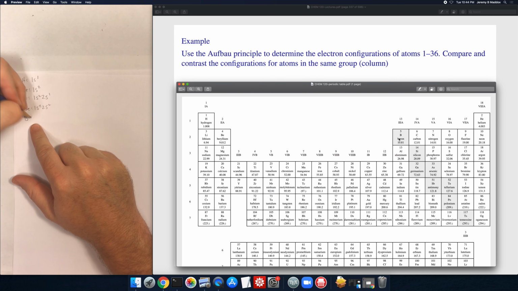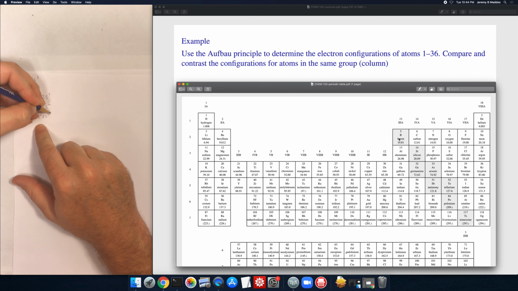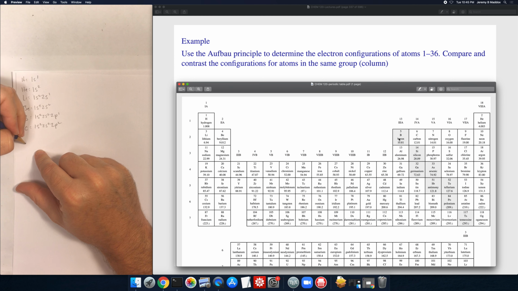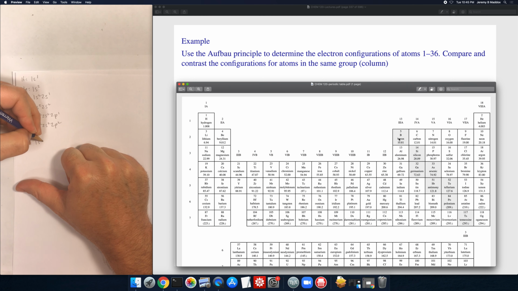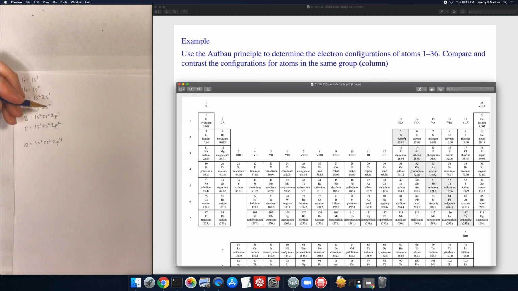So the electronic configuration for the ground state of boron would be 1s2, 2s2, 2p1. Now we start putting electrons into the p block. For carbon, there's 2 electrons in the p block, 1s2, 2s2, 2p2. Let's jump ahead to oxygen, 2p4. Notice this, so starting at boron, 1, 2, 3, the 4th p electron. Okay, so that's why it's 2p4.